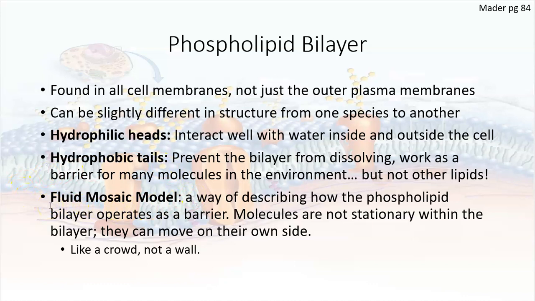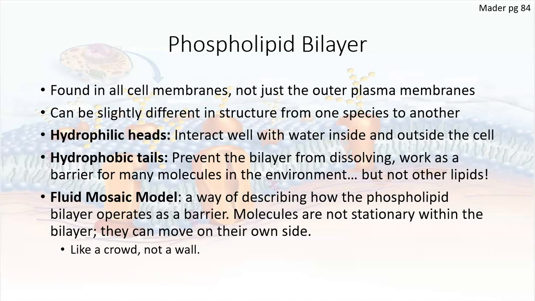So fluid because they shift, mosaic like the art. So a bunch of small pieces that are put together to build something larger, like tiles or something like that. Only in this case, the mosaic is our phospholipids and our proteins and our carbohydrate chains and all that good stuff. So that's our general structure that we'll be looking at. We'll talk a bit more about how the phospholipids themselves work as a barrier in the next lecture.